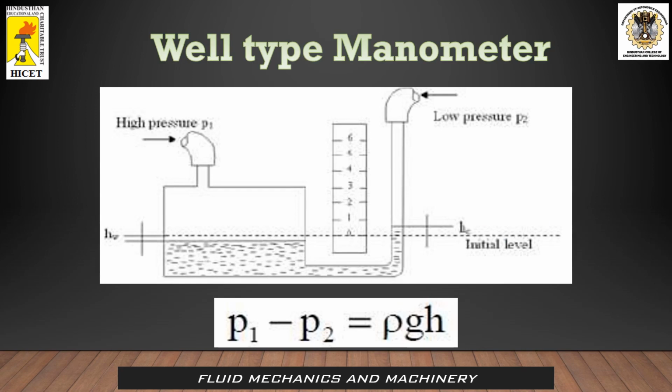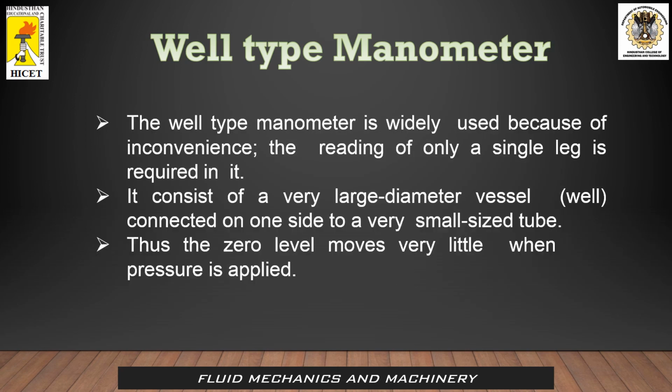The next type of manometer is the well type manometer, which uses essentially the same methodology, but here, in order to improve the sensitivity of pressure measurement, a well or reservoir is additionally used instead of the plain U-tube setup. The well type manometer is basically inconvenient to use, so it is not much used, but it has a good capability that even smaller measurements can be easily measured.